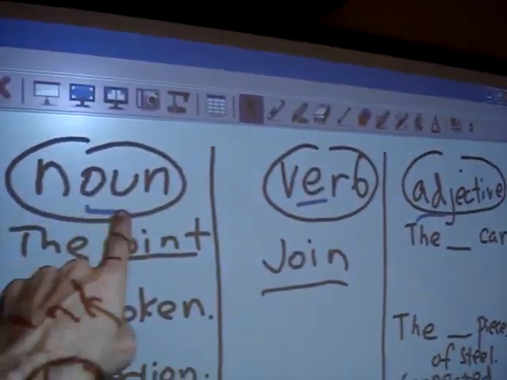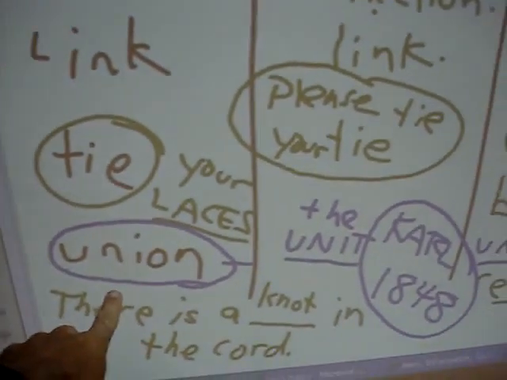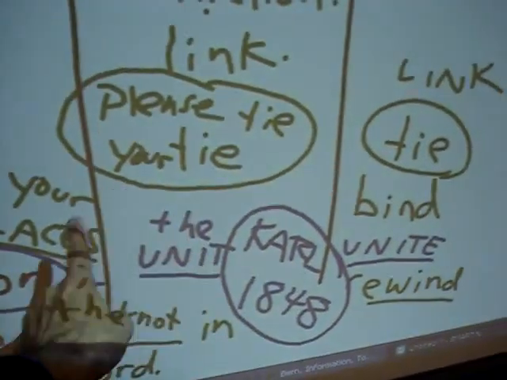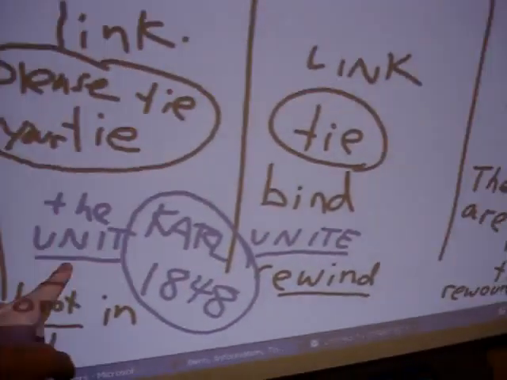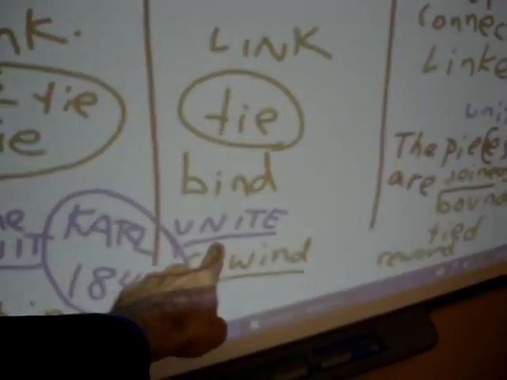Oh, my tie. Where is my tie? Yes. Steve, you should tie your tie. See, we can use that. Tie your tie. So it can be both noun and verb. Then there's union and the unit, but the verb is unite.